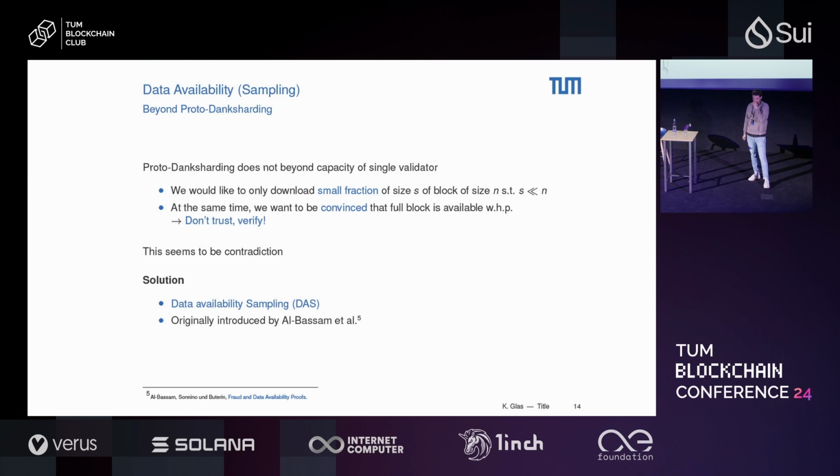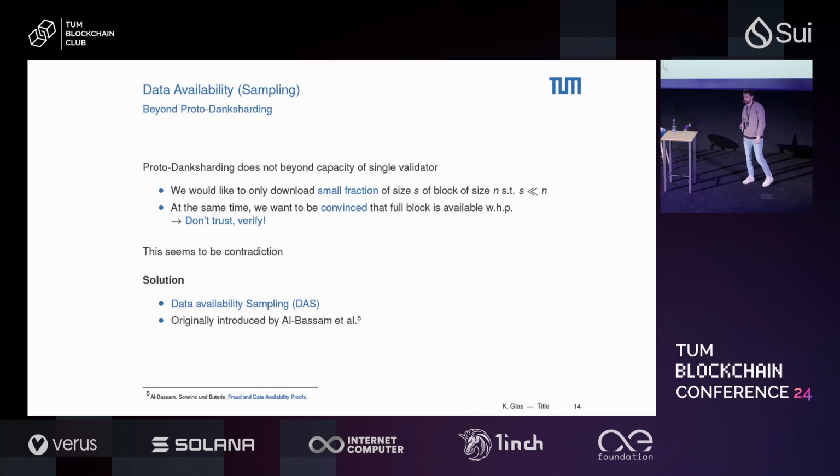What we want is a scheme where the data is somehow distributed in a network, and we can download only a small fraction of the total data and be convinced that the data is actually available in the network, whatever that means. And this follows the standard approach in blockchains, which is don't trust, verify. So we do not want to trust a committee, for instance, of validators that vouch for the availability of the data. And this, of course, seems to be a contradiction. Like, how can this be possible?